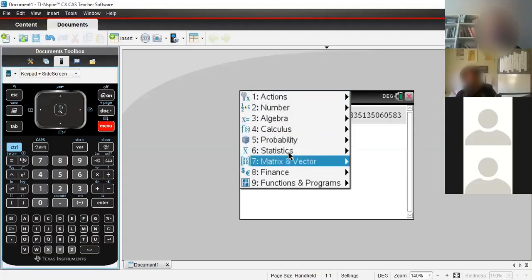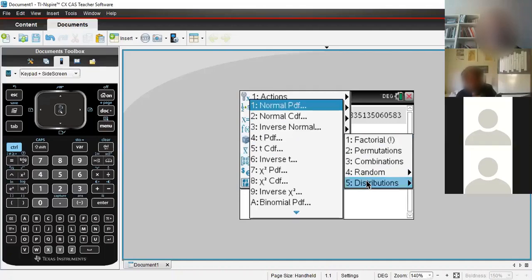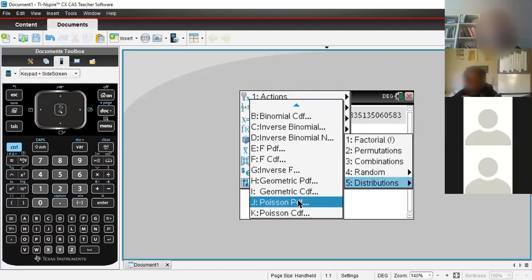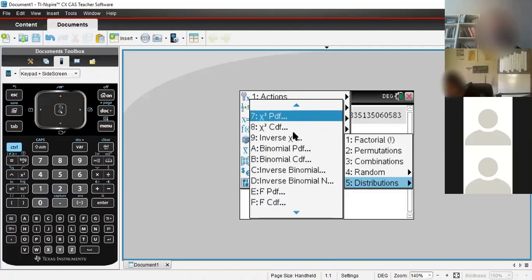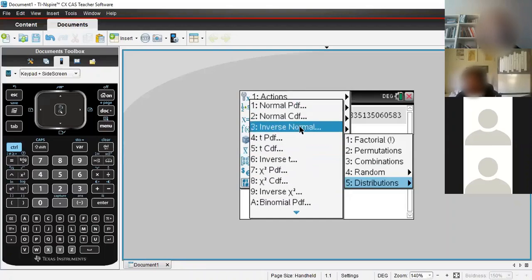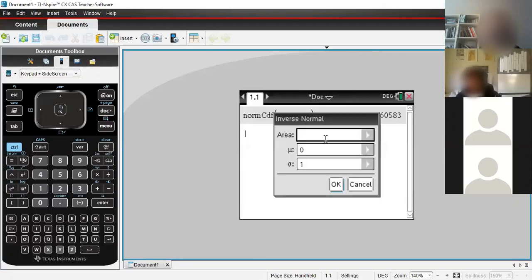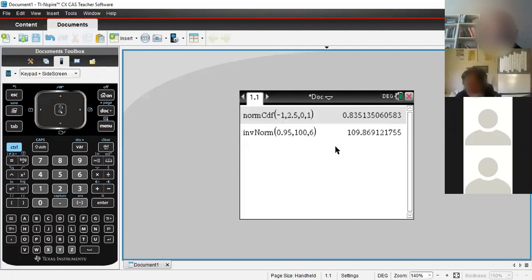Okay, menu. All right, inverse normal is the third one, I believe. There we go, inverse normal. Okay, so click that one. Now, what was the area? 0.95. And the mean was 100, and the standard deviation is 6. Standard deviation, not variance. Press OK, and you get your K value. Okay, 109.95. So I'll go back.